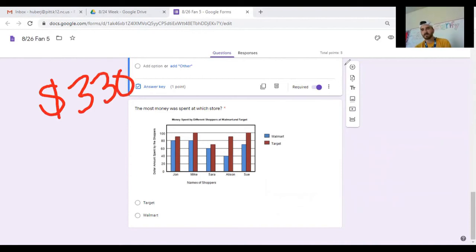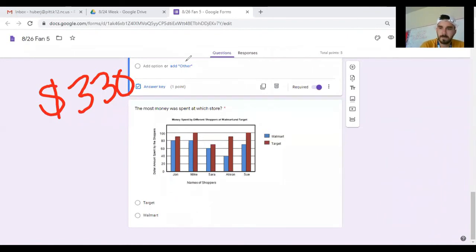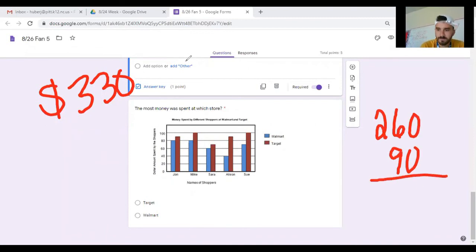Then I could do the same thing with Target. John spent $90 at Target. Mike spent $100 at Target. So we know that's going to give us $190. Sarah spent $70. 0 plus 0 is 0. 9 plus 7 is 16. 1 plus 1 is 2. So that puts them at $260 so far. Allison spent $90. 0 plus 0 is 0. 9 plus 6 is 15. Carry the 1 gets me to 350.